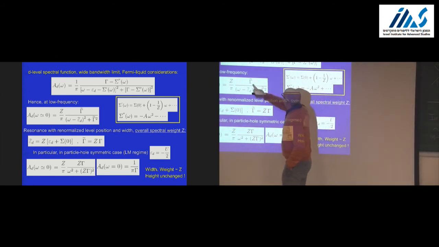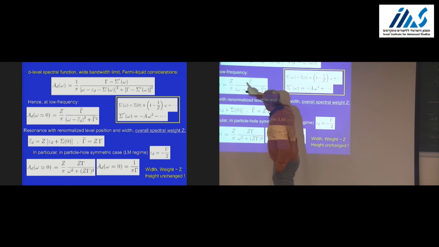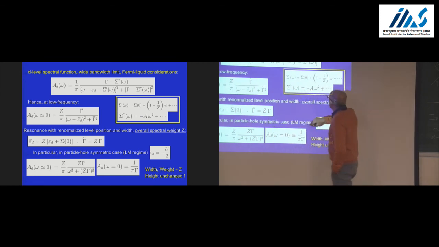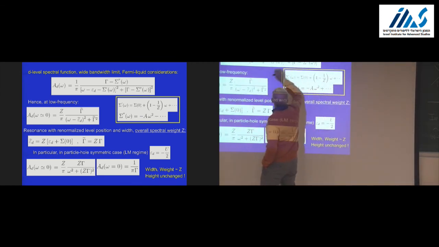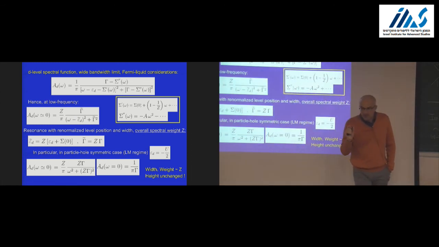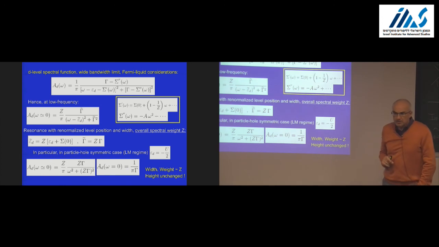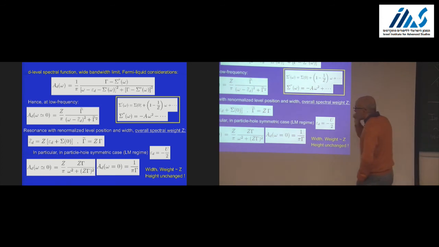Okay, now, the width of the resonance is renormalized also by z, right? And that's because here you need to pull out 1 z factor, and at the end of the day, this is what you get. The width of the resonance is of order z, z gamma. Okay, so the width of the peak was also renormalized by z.